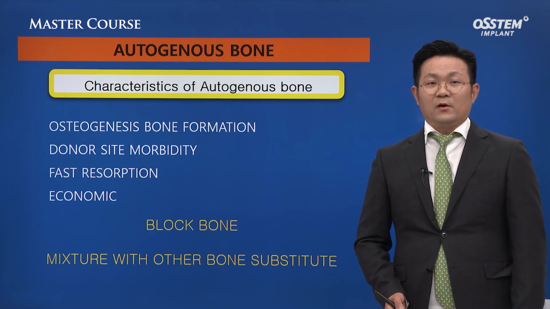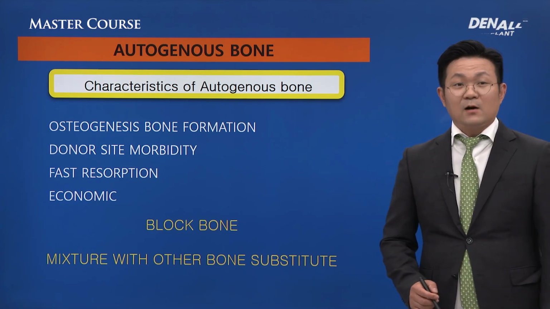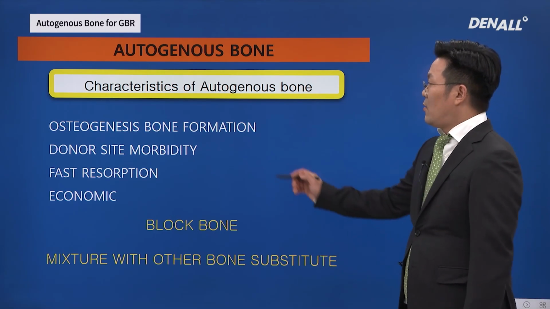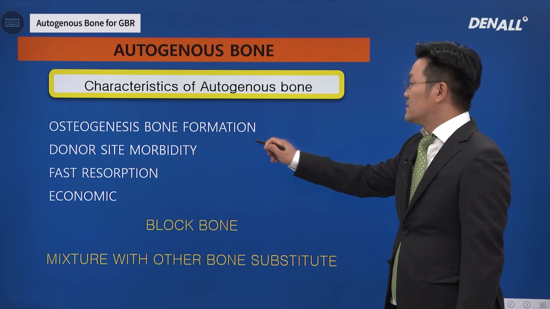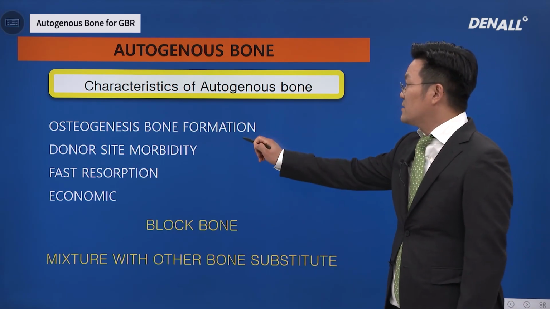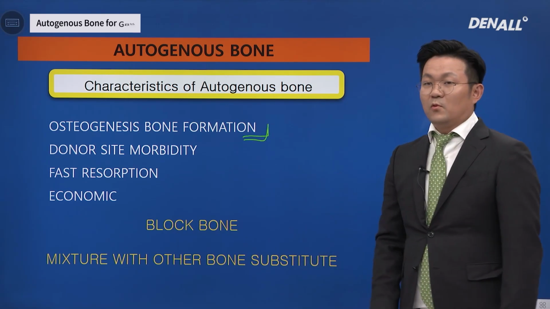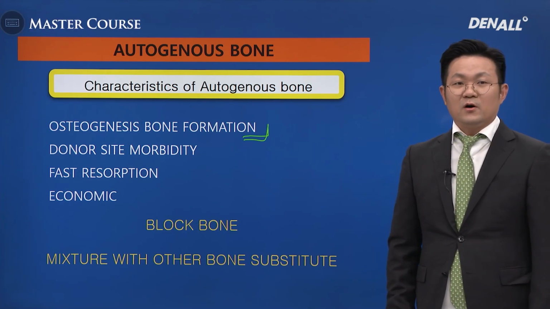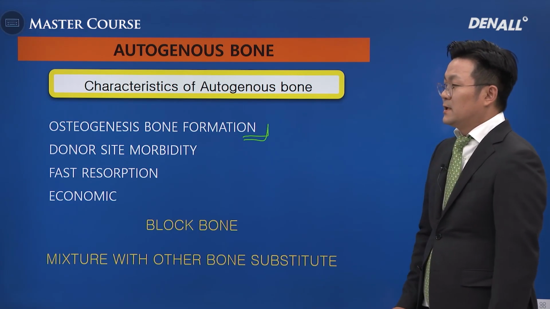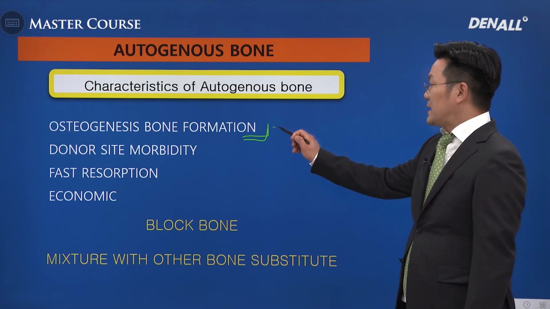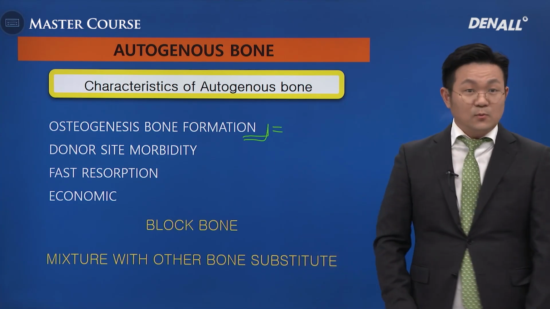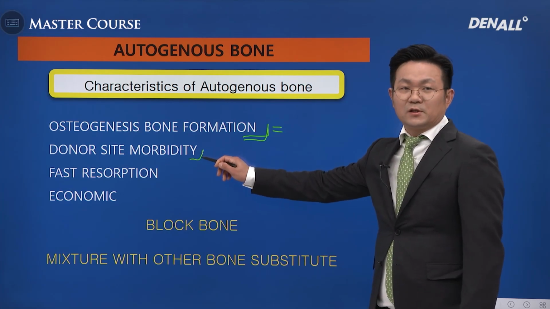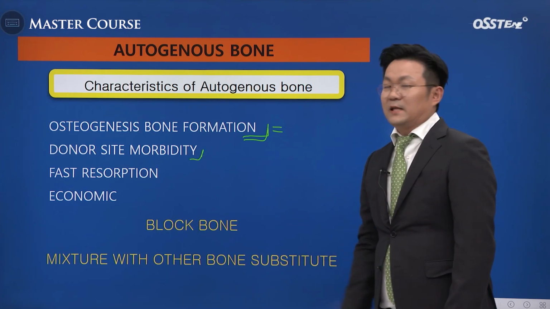Characteristics of autogenous bone. As the word indicates, it is the gold standard. Osteogenesis, bone formation, can be achieved with autogenous bone. That is the only graft material that has osteogenesis characteristics. So it has the advantage of good bone formation, but it has disadvantages: donor site morbidity, and it is resorbed pretty fast.